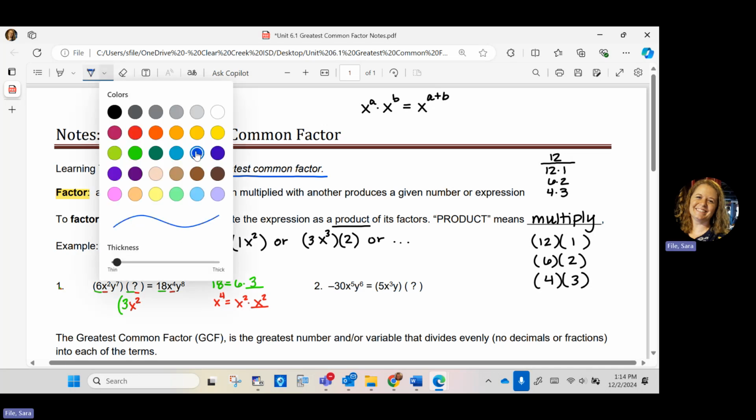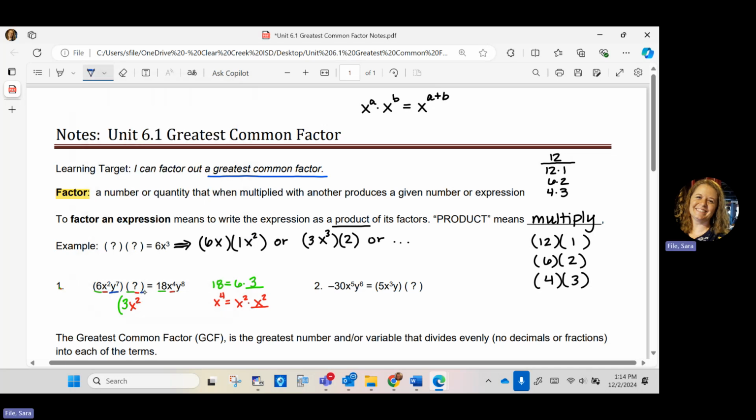Okay, then I'll look at the y's. Y to the 7th times something should give me y to the 8th. So I'm asking myself, y to the 7th times what would give me y to the 8th? Yeah, to the 1. I'm just going to write that a little neater. To turn that 7 into an 8, I need to add 1. So y to the first power.